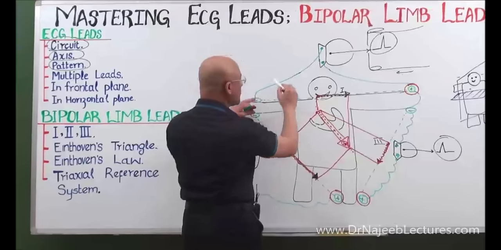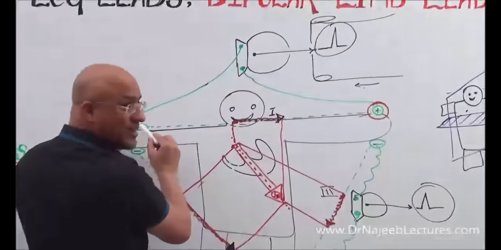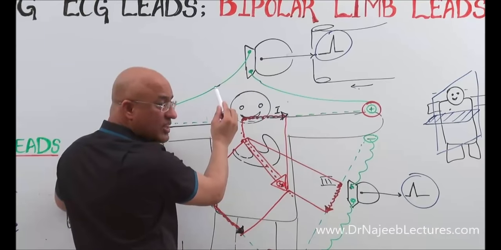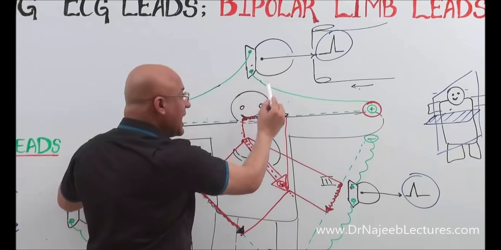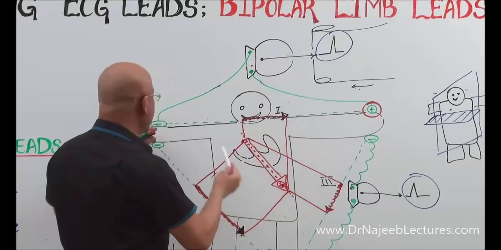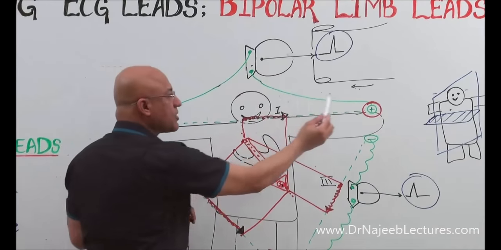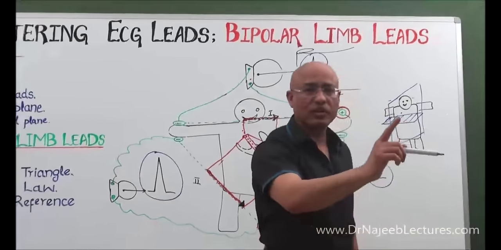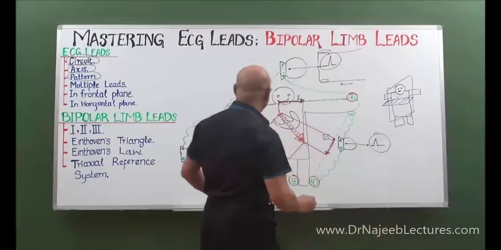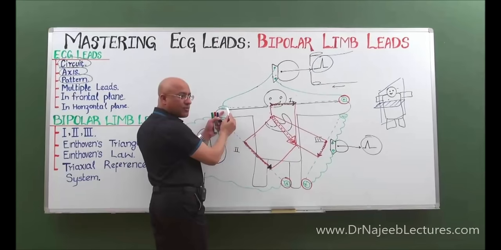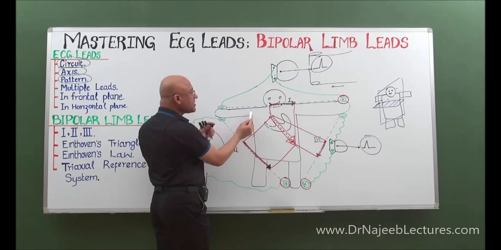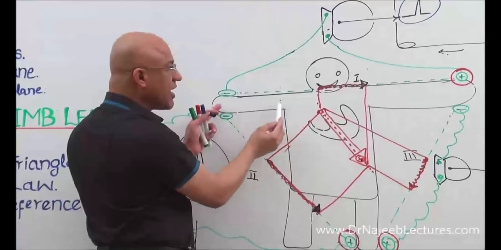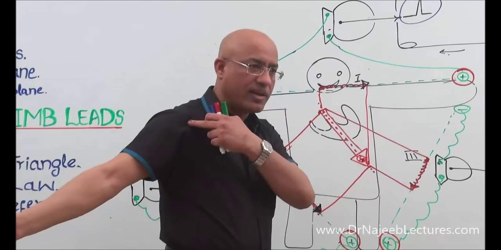Let's go back. This was the circuit of bipolar limb lead number 1, which consists of positive and negative electrodes along with their wires, on one side connected to the electrocardiographic machine, the other side applied on the body surface in such a way that the negative electrode is on the right arm and the positive electrode is on the left arm. This was the circuit of bipolar lead number 1. Then an imaginary line is drawn from the right shoulder, because the right arm is just an electrical extension of the right shoulder for our ECG purpose.